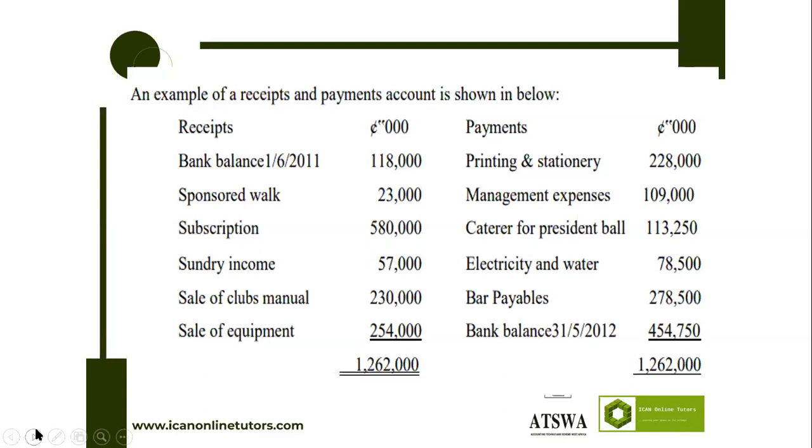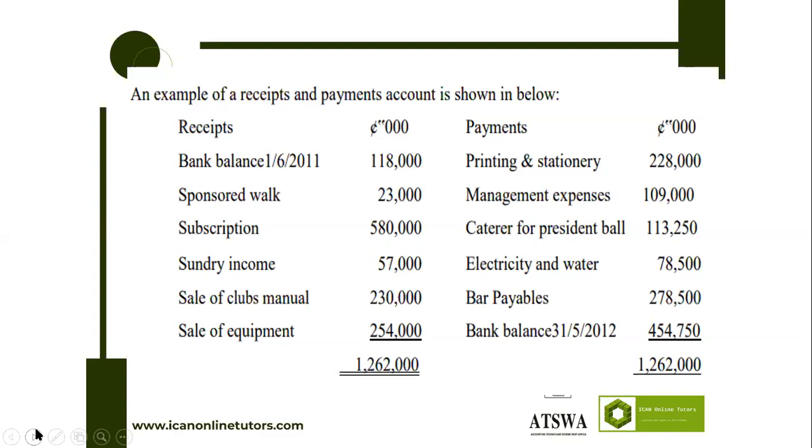Okay, so on the debit side, that's the left-hand side, we have the column titled receipts, and on the right-hand side we have payments. Receipts record what comes in, while the other side records what goes out. In the receipts column, we have bank balance. That is the balance brought forward. That's what was left in the previous period, now brought into this period. That's 118,000.